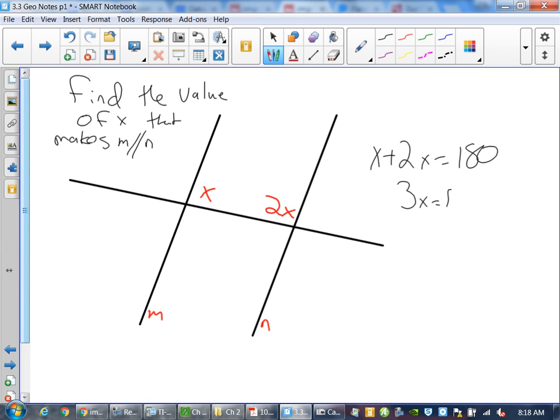Good. That's what you're looking at doing. You're not being told that they're parallel. You're trying to figure out what value makes them parallel. If those are parallel, then x has to be 60, because one angle is 60, the other would be 120, therefore they're consecutive interior and supplementary, and m is parallel to n. It's just working itself backwards.